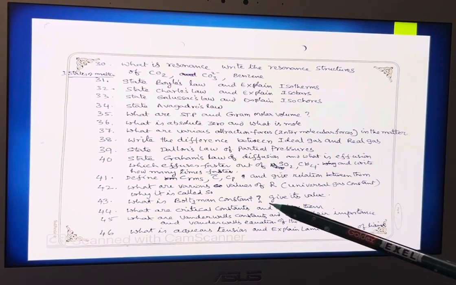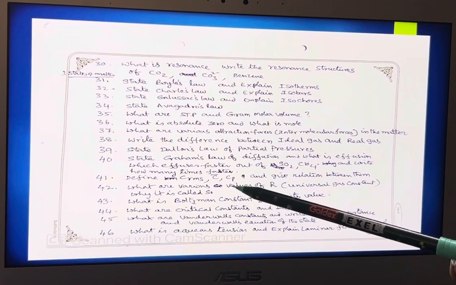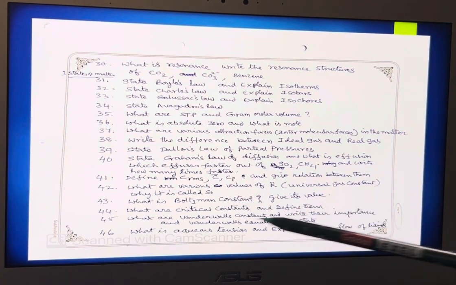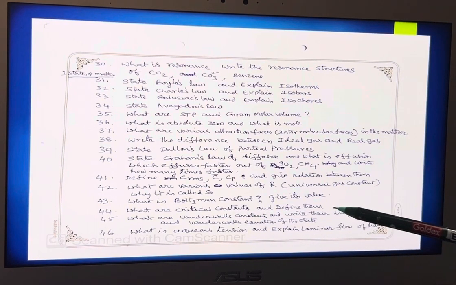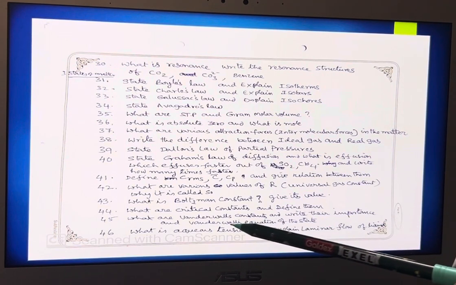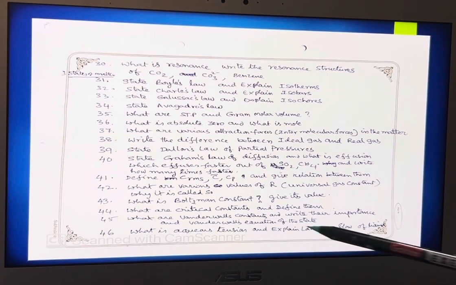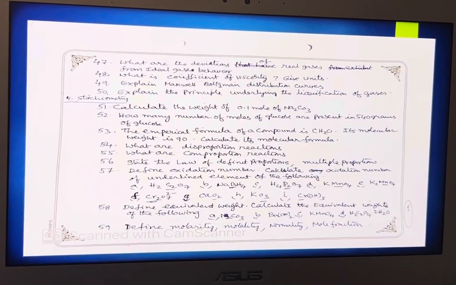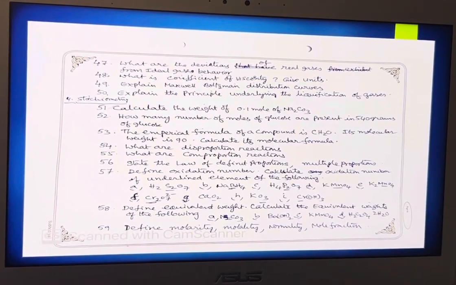What is Boltzmann constant? That is R by N, universal gas constant R by Avogadro number, Boltzmann constant. Give its value. What are critical constants and define them? What are van der Waals constants? Write their importance and give van der Waals equation of state. What is aqueous tension and explain laminar flow of liquid. What are the deviations of real gases from ideal gas behavior?